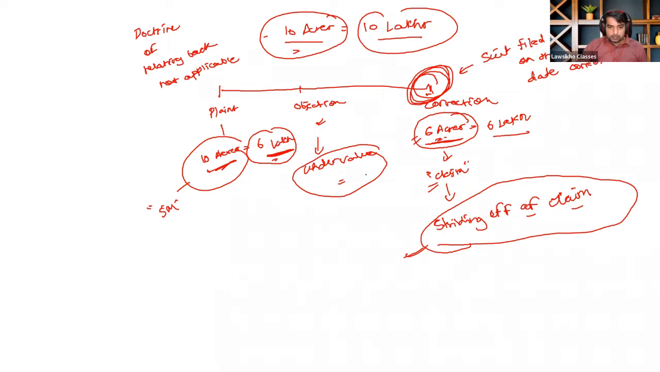Relating back. If the strike off of claim happens after the expiry of the prescribed period, then the suit will be barred by limitation. कुछ नहीं बचेगा उसमें. Clear दिव्या? अब clear है?